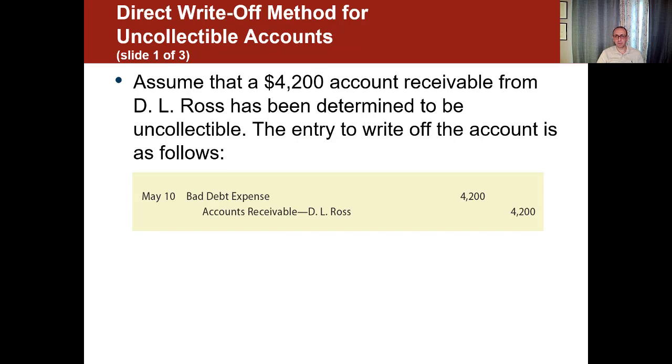So let's see the direct write-off method for uncollectible accounts. Assume a $4,200 account receivable from DL Ross has been determined to be uncollectible. The entry to write off the account would be straightforward, as follows. On May 10th, when we know that this person is not going to be able to pay, we simply debit bad debt expense and credit accounts receivable. Bad debt expense is an expense that would appear on the income statement as one of the regular expenses. And when we credit accounts receivable for DL Ross, we are reducing the amount of accounts receivable. So this way we are removing that $4,200. We don't expect to collect it in the future.